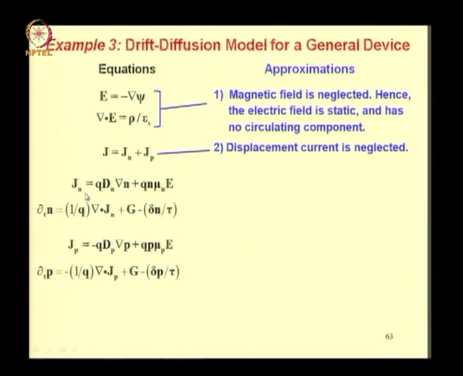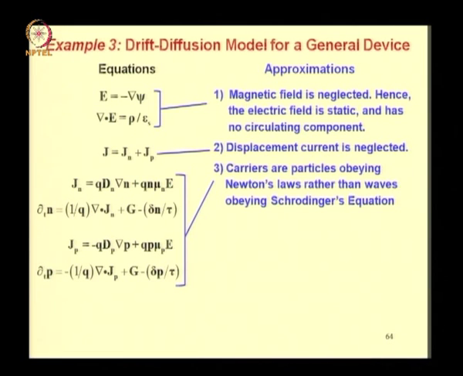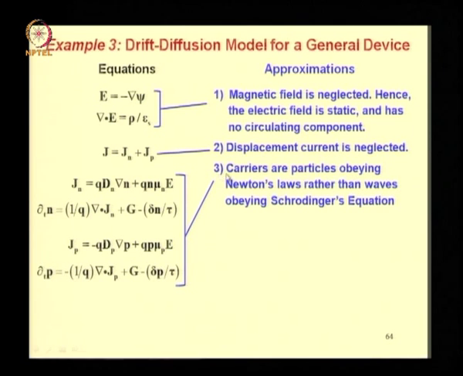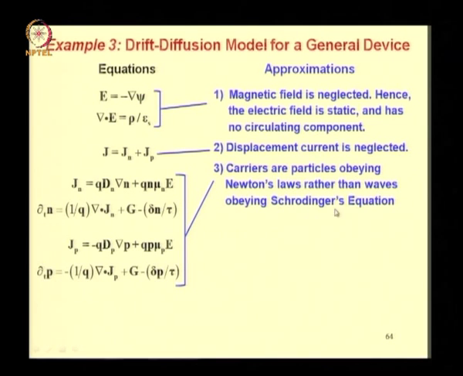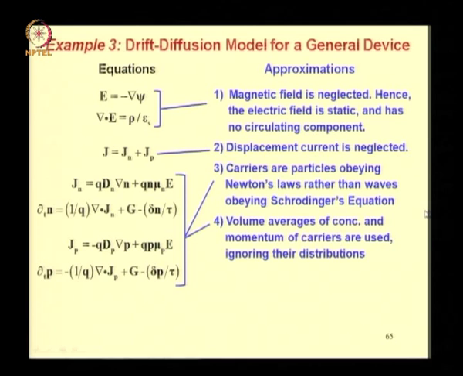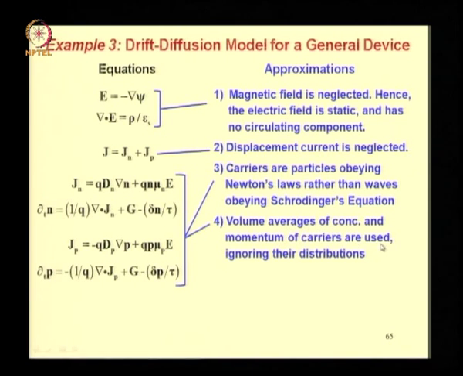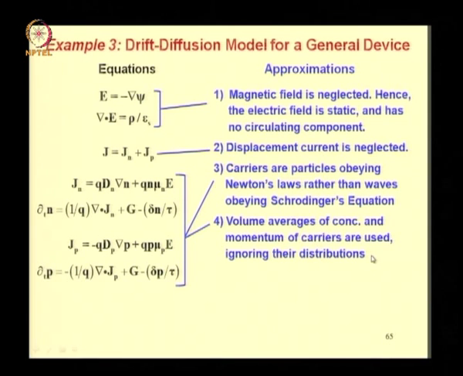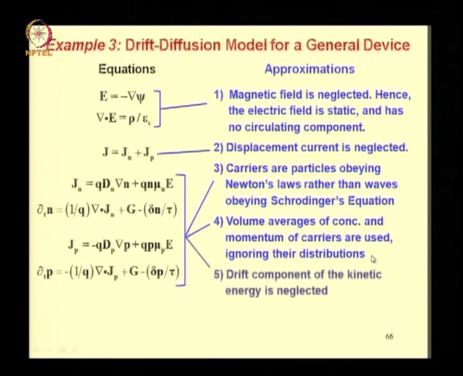Consider the current density and continuity equations for electrons and holes. When you write these forms of equations, there are a few approximations that are made, of which the first is carriers are particles obeying Newton's laws rather than waves obeying Schrodinger's equation. Then volume averages of concentration and momentum of carriers are used, ignoring their distributions, and the drift component of kinetic energy is neglected.